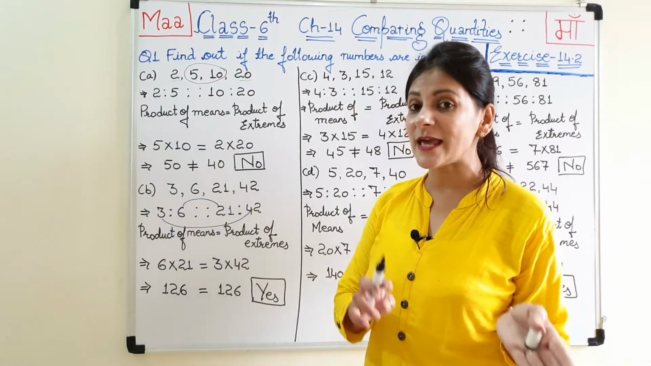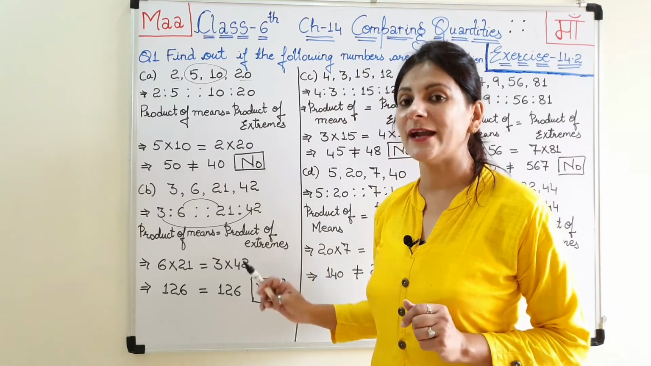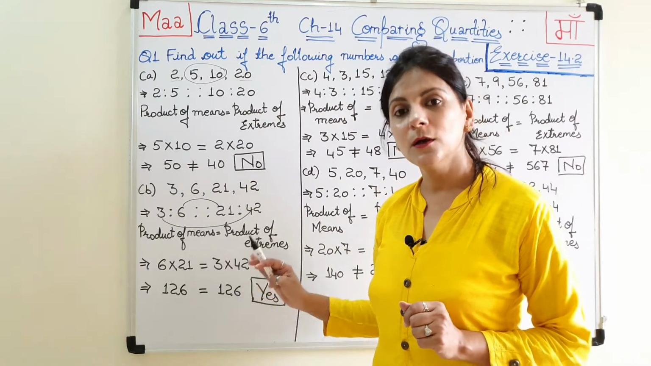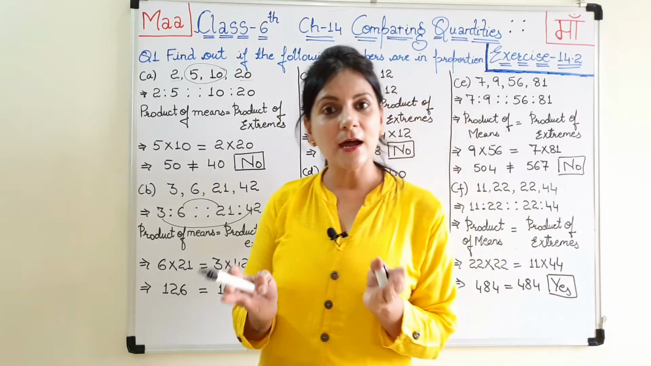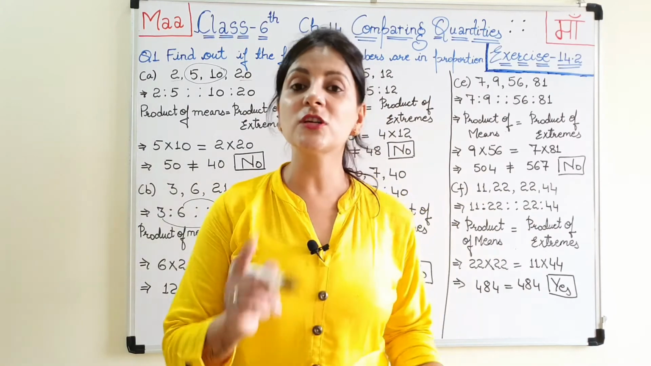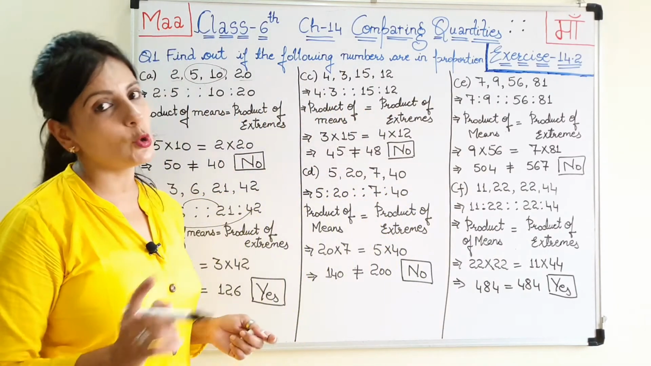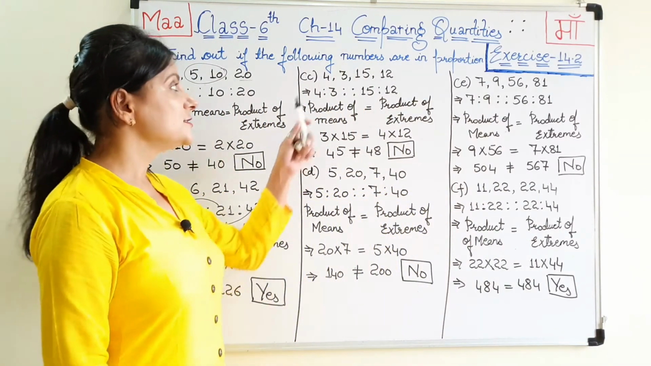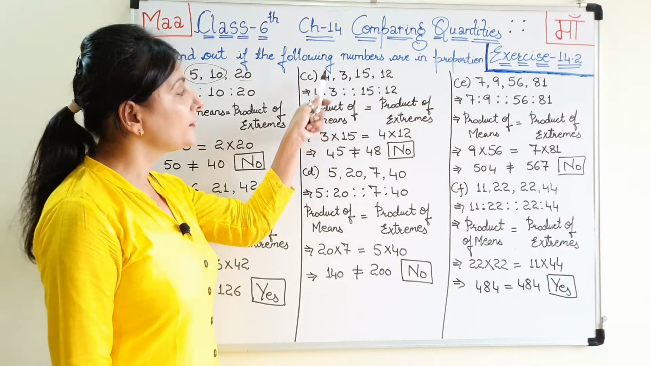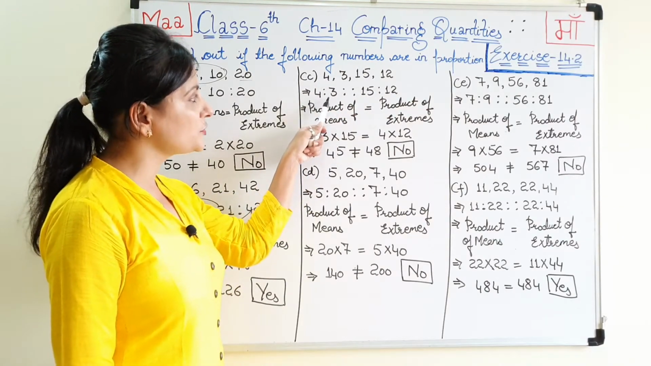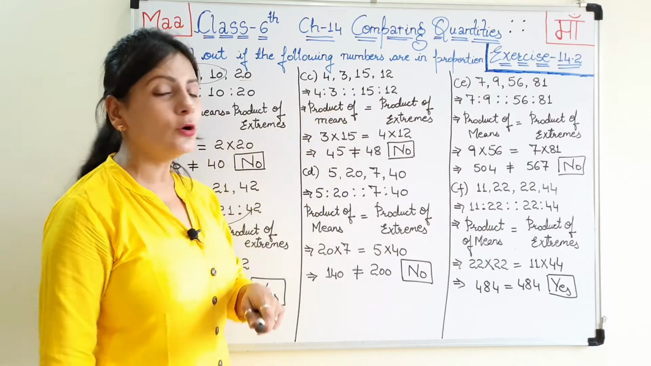Both sides are 126, that means LHS is equal to RHS. That means yes, they are in proportion. If both the sides are same, then yes, they are in proportion. If both the sides are not same, then no, they are not in proportion. Similarly, pay attention to C part. Arrange it in proportion: 4:3 :: 15:12.